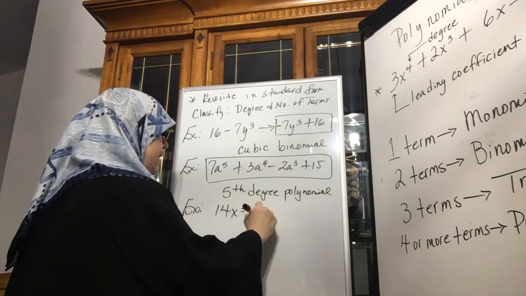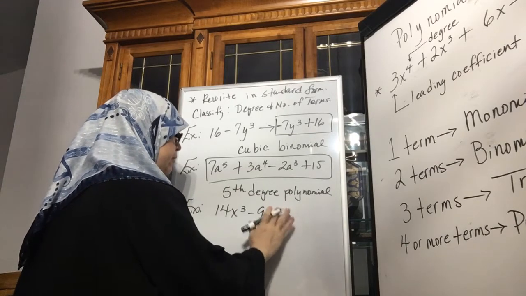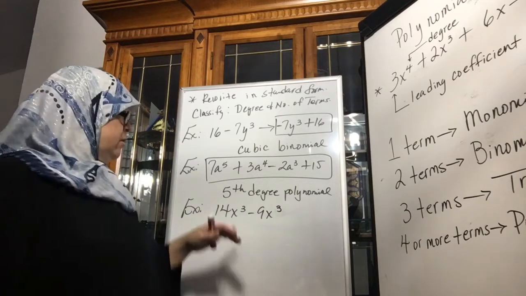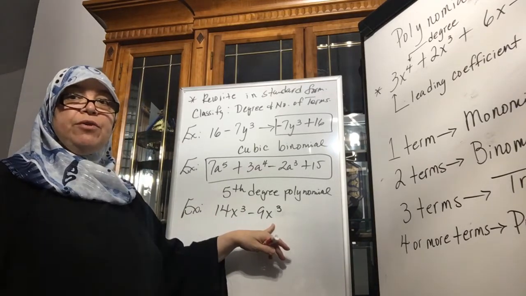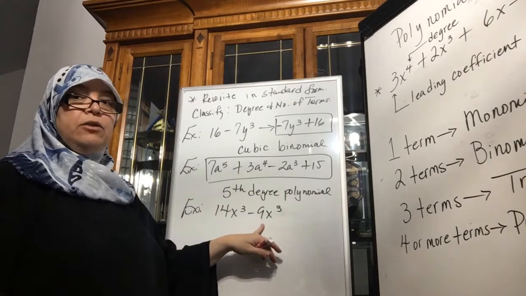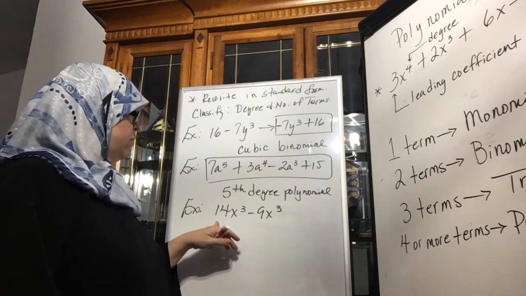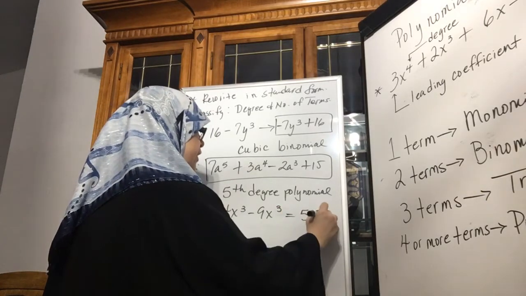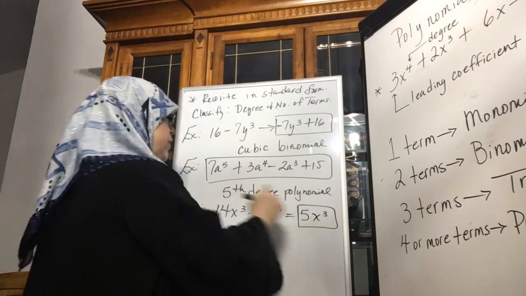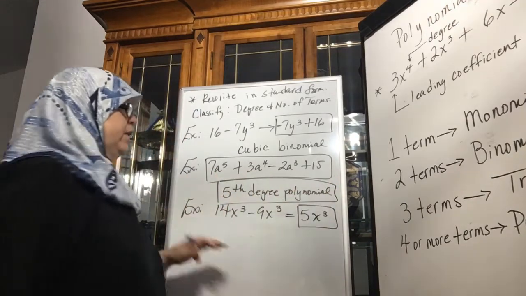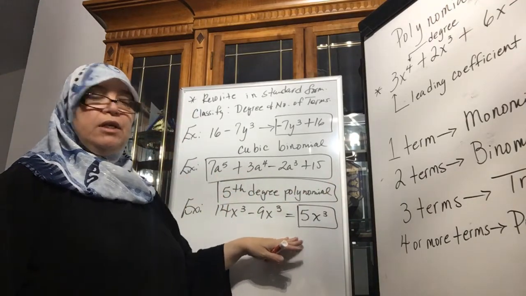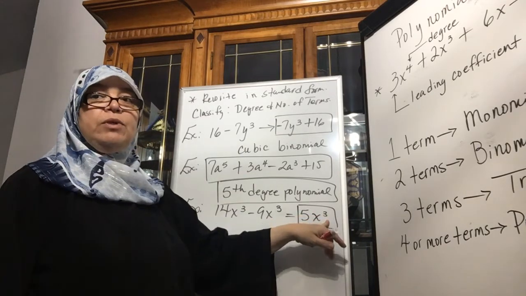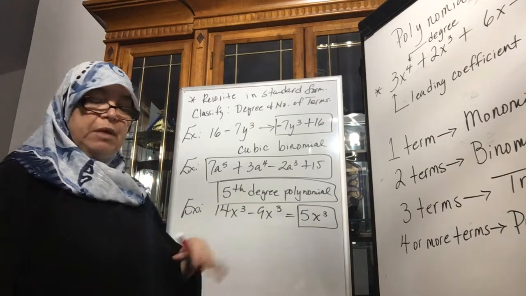14x to the third minus 9x to the third. Let me write that more clearly. So we have 2 terms. Both of them have x's to the power of 3. So can we combine these terms? Absolutely. So when you take 14 minus 9, it should give you 5. And then don't forget x to the 3rd. So there's that answer, okay? And then I need to name it. So it's 1 term, so we know it's a monomial. The power is 3, so it's a cubic monomial.